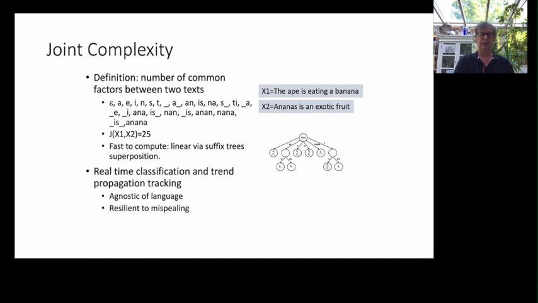What is interesting is that you can use it for real-time classification of tweets or social media trend propagation, because it is agnostic of language. You can use it in any language, and more importantly, it is resilient to misspelling. If you make a typo, the joint complexity will just jump over the typos, and you will still detect the similarity.